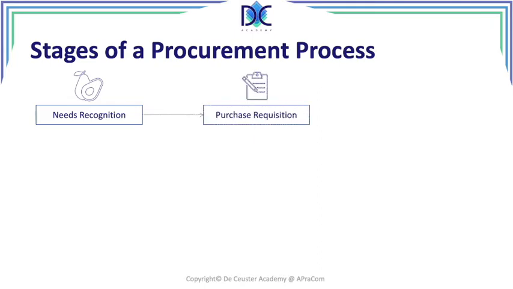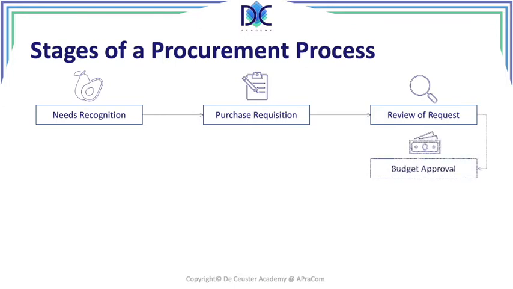Then we have to send out a purchase requisition to the people who can provide us that product or that service, so the people or the companies that can in fact fulfill our needs. There will be a review of the request. We have to go through some review to be sure that everything is okay. There has to be a budgetary approval because it will need some money to pay for the service once the service is delivered. So we need to have an approval.